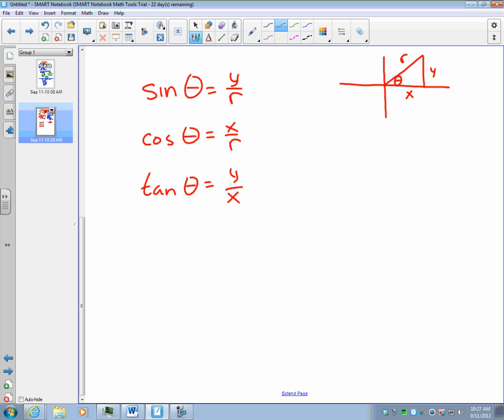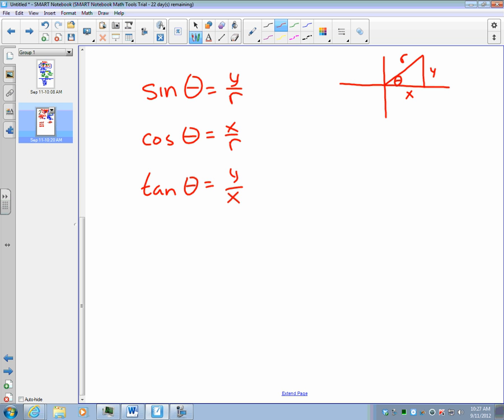Our mnemonic device was, "Say, you're really cute. X-rated." If you can remember that stupid phrase, that can help you remember how to come up with these ratios, okay? We're going to work with them so much that it's probably going to come pretty easily.